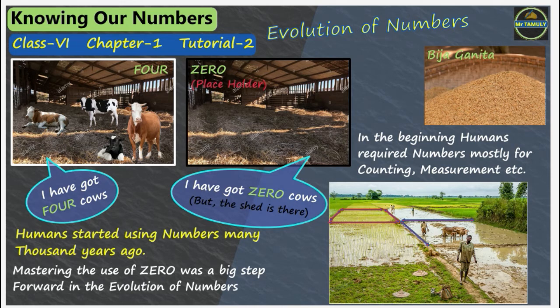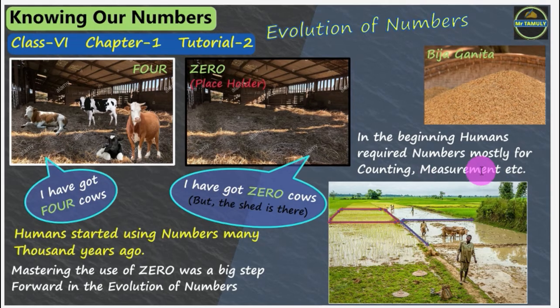Let us first discuss the evolution of numbers in human history. Humans started using numbers many centuries ago, probably thousands of years ago. In the beginning, humans required numbers for counting. As they made some progress in understanding of numbers, they started using numbers for other purposes as well. One such use is for measurement.